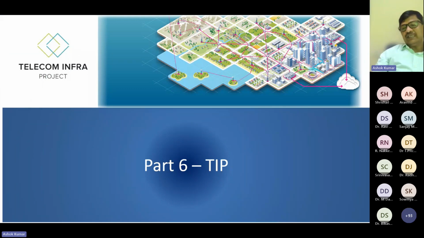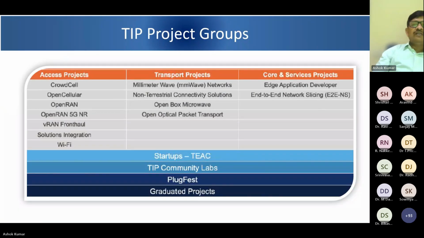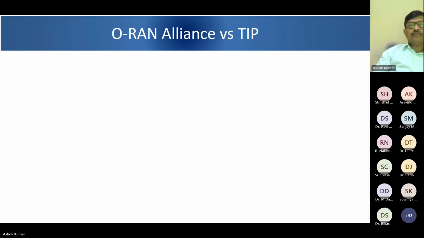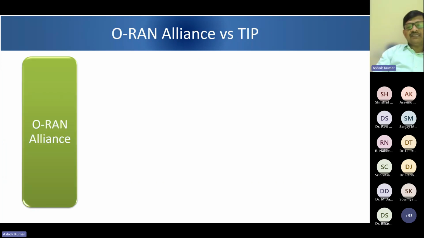So we have talked about the O-RAN Alliance. Now let's talk about TIP, Telecom Infra Project, which is led by Facebook. So what they do and how they are different from the O-RAN Alliance. They also have many groups, so they are working on many aspects. Our interest is in this one, Open RAN 5G New Radio. So let's first understand the difference between O-RAN and TIP, what they work on.